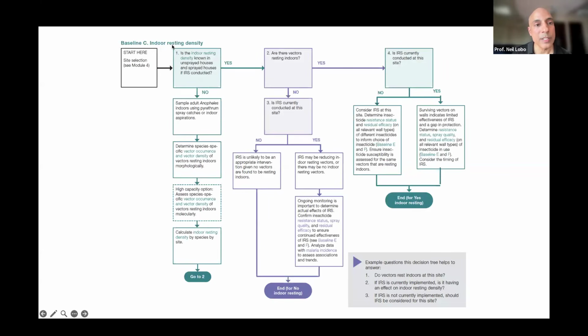If you're trying to do indoor residual resting density, trying to understand the proportion of mosquitoes that rest indoors, you'd start here and you'd ask multiple questions. And here's a yes, and here's a no. Is the indoor resting density known in unsprayed houses and sprayed houses, if IRS is conducted? If the answer is no, this is what you would do. If the answer is yes, you have this data, go to the next question. Are there vectors resting indoors? If the answer is no, this is your outcome, or this is what you should do. If the answer is yes, this is what you should do.